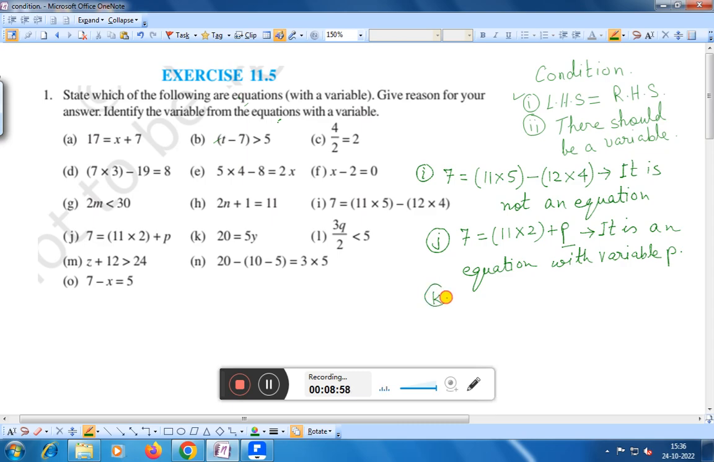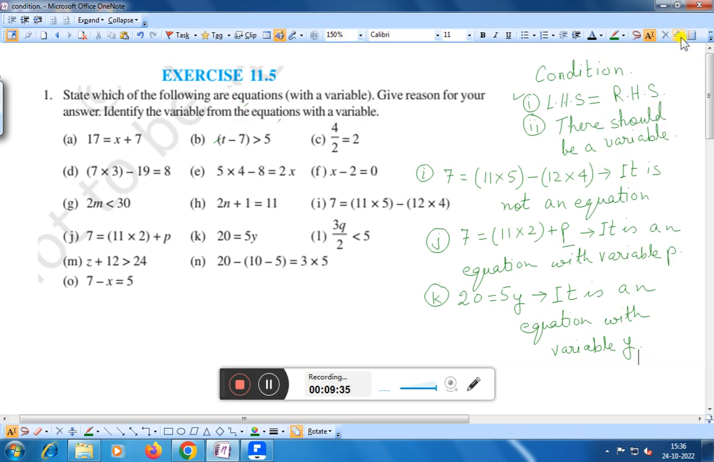Now K. Question number K is 20 is equal to 5y. First condition, that left hand side is equal to right hand side, is satisfied, and also there is a variable y. Therefore it is an equation with variable y. Right?